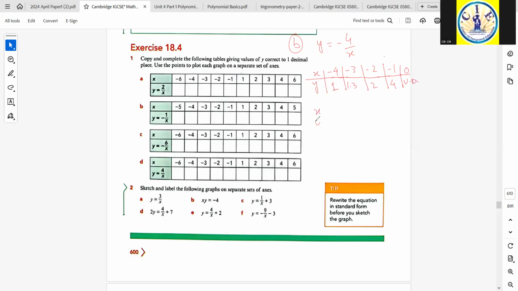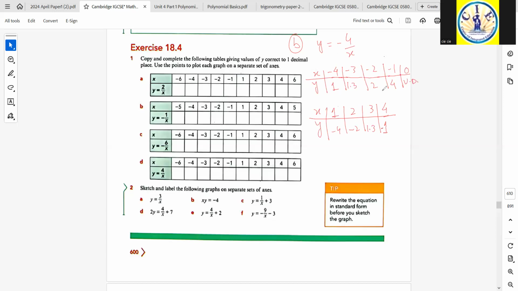Then again, on the positive side, for 1, it is going to be -4. For 2, it is going to be -2. For 3, it is going to be -1.3. And for 4, it is going to be -1.